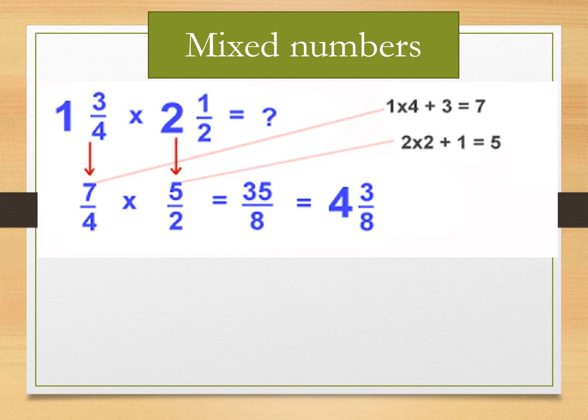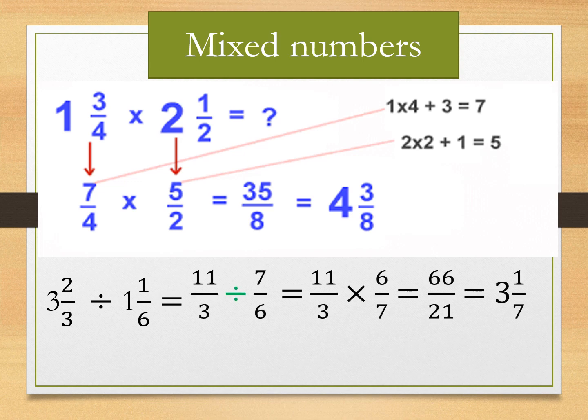Now, how do we divide mixed numbers? As we said, we convert them into improper fractions first. 3 times 3 is 9. 9 plus 2 is 11. 11 over 3. Divide. 1 times 6 is 6, plus 1 is 7 over 6, and then you will change division into multiplication, and you will write the reciprocal of 7 over 6, which is 6 over 7, and then you multiply normally. You will get 66 over 21, which is an improper fraction. You change it into a mixed number, 3 and 1 over 7.